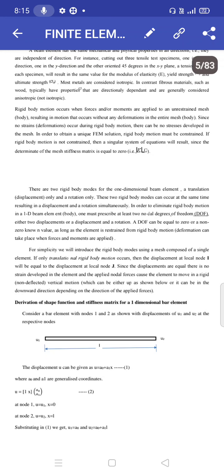If only translational rigid body motion occurs, then the displacement at local node i will be equal to the displacement at local node j. Since the displacements are equal, there is no strain developed in the element and the applied nodal forces cause the element to move in a rigid, that is non-deflected, vertical motion, which can be either upward as shown, or in the downward direction depending on the direction of the applied force.